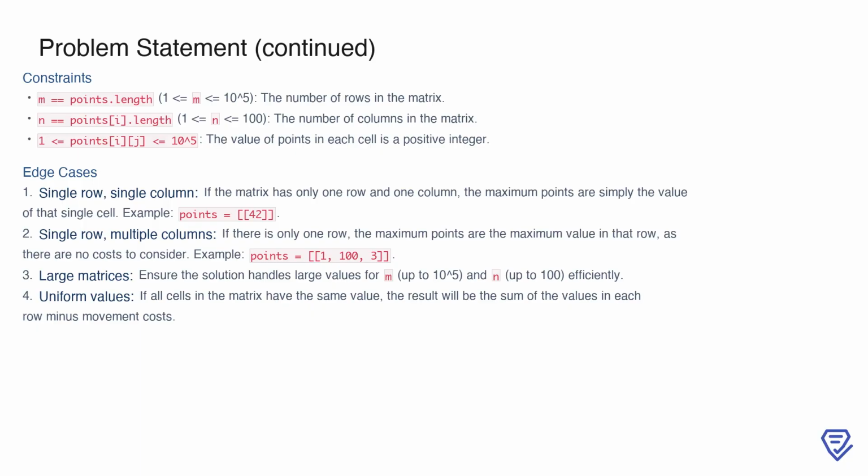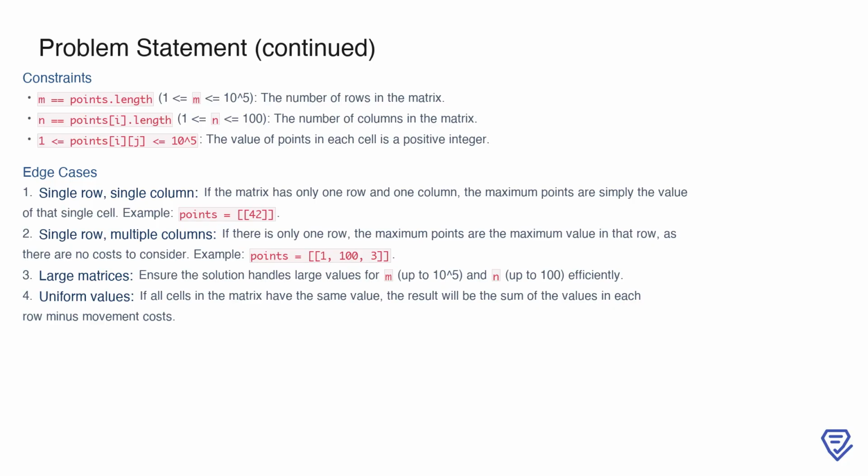This problem also comes with certain constraints. The matrix can have up to 10^5 rows, and each row can have up to 10^5 columns. Each cell in the matrix contains a positive integer between 1 and 10^5.